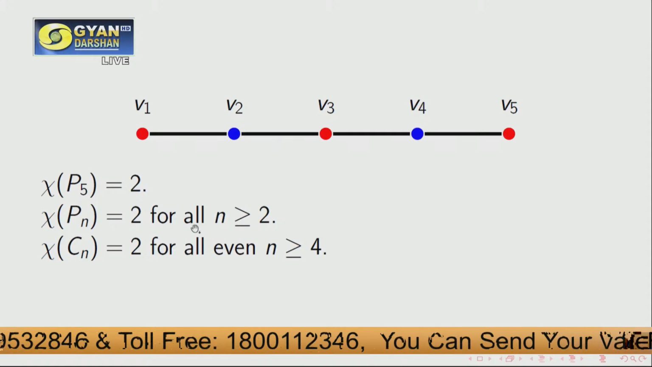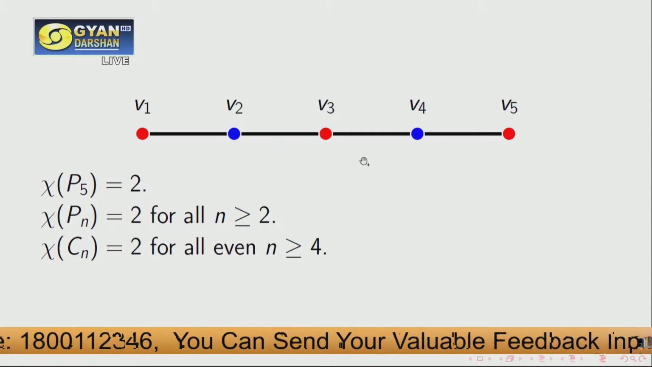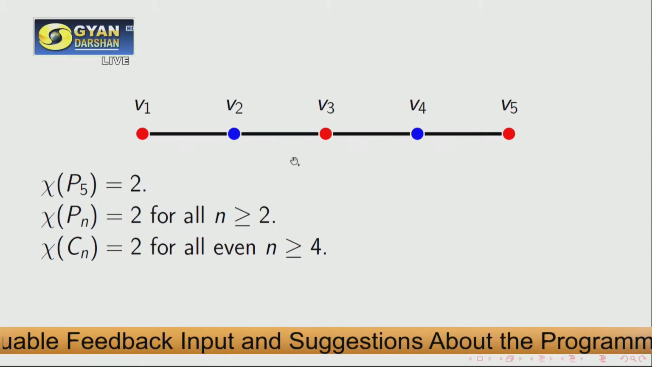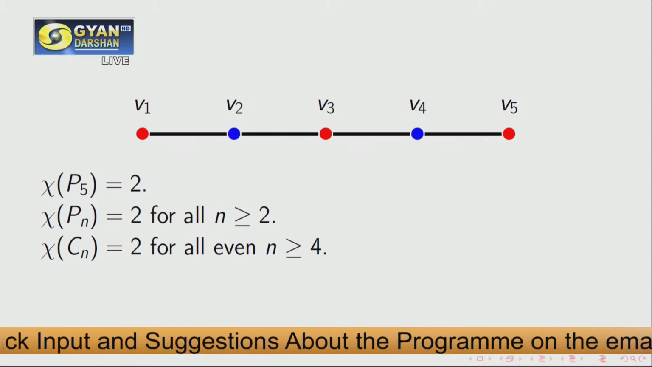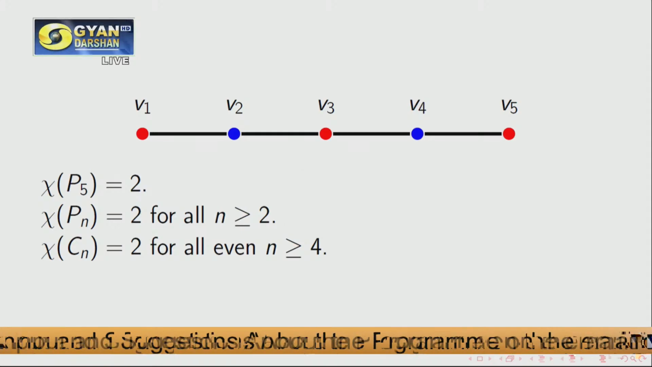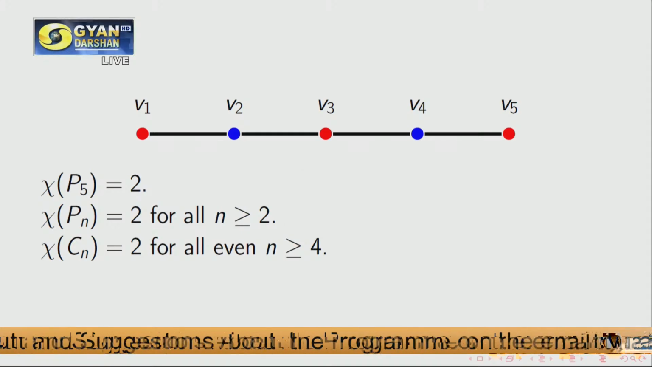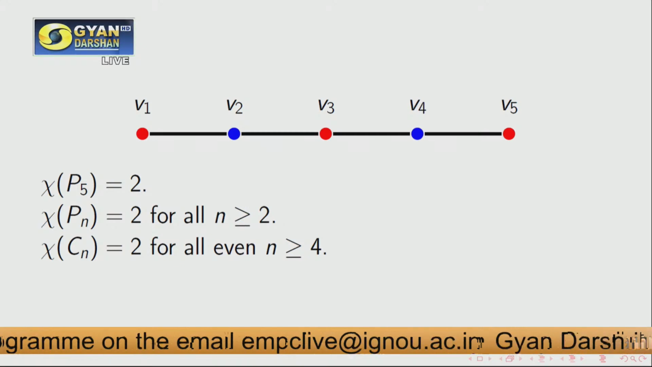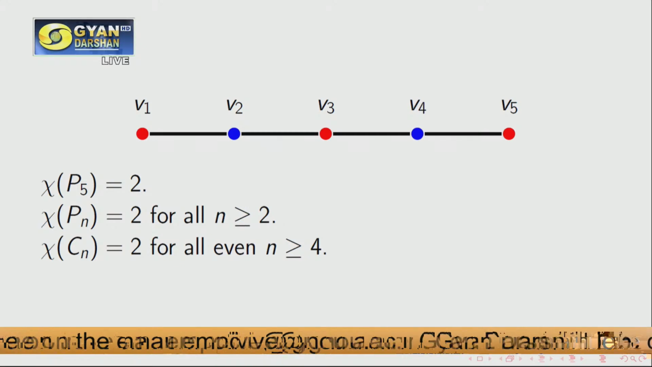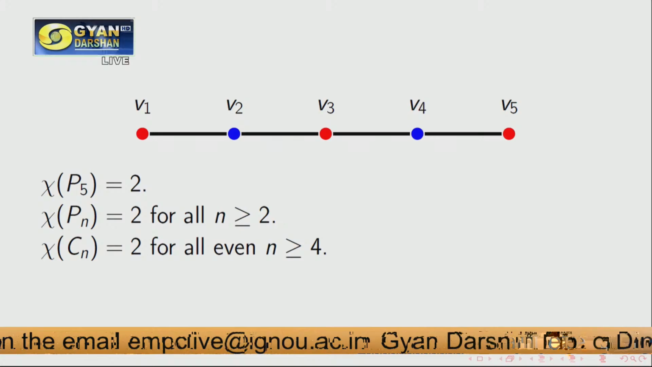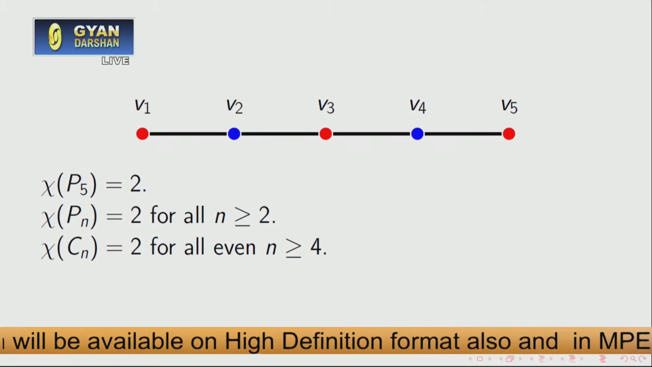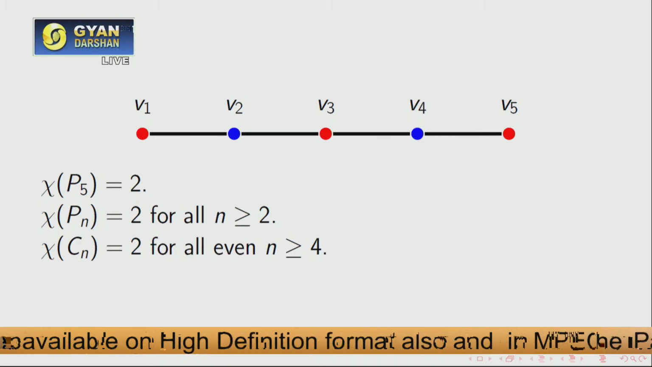V1, V2, V3, V4, V5. There are 5 vertices. So you can just color the vertices alternately with 2 colors, say red and blue. The vertices which are indexed with odd numbers, say V1, V3 and V5, have been assigned one color, that is red, and the vertices which are even numbered, that is V2 and V4, have been assigned a different color, the blue one.